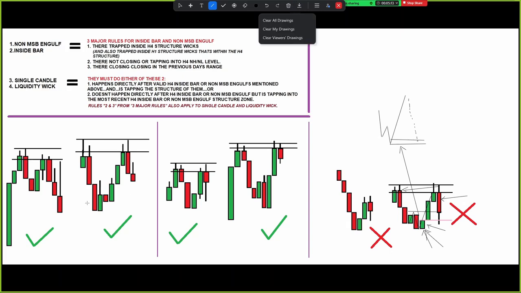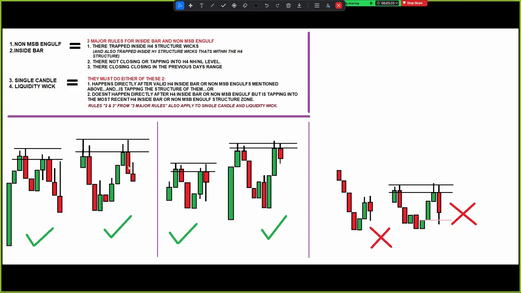Okay, so if we go back to the first example over here, this is perfect. We have price trapped in structure, price pushing into a level that did not make a new high. So there's only one way for price to go in the next candle or two, and that is bearish. Okay, let's look at another example of non-MSB engulf.